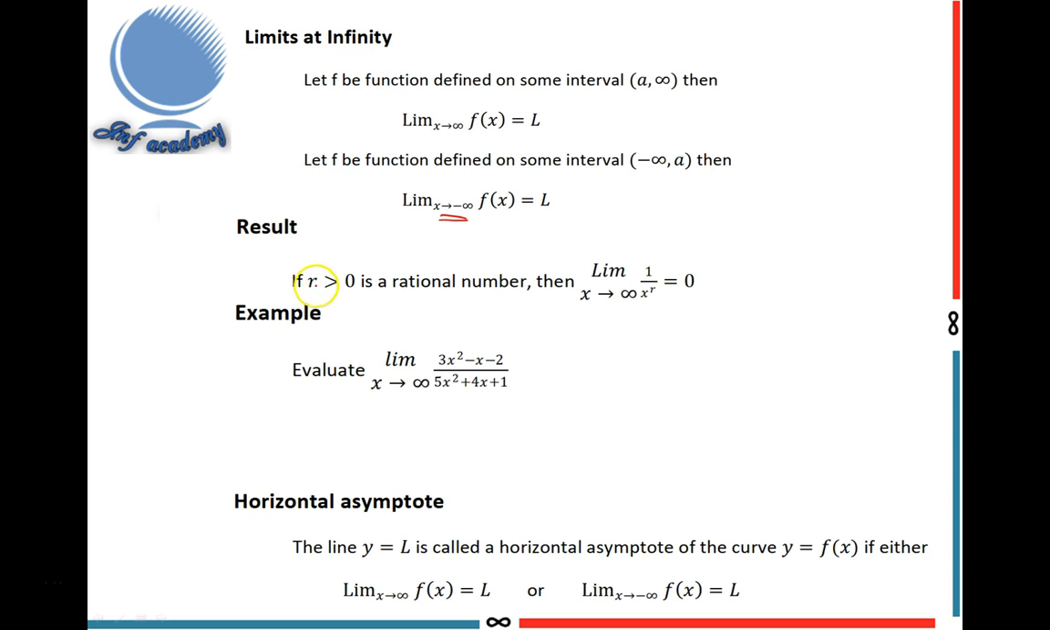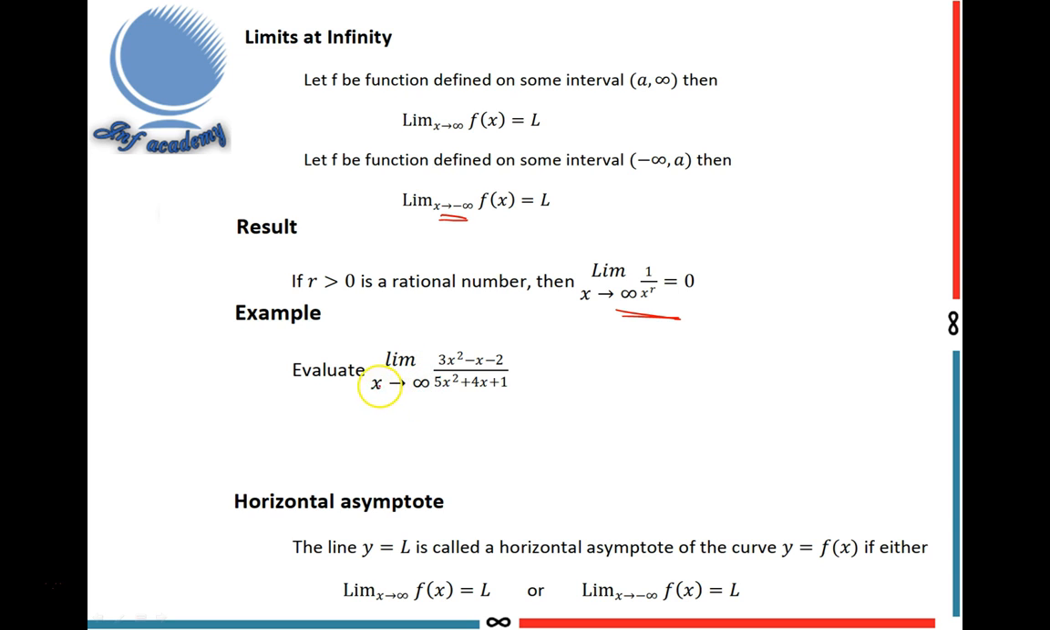Next, one result: if r greater than 0 is a rational number, then limit as x tends to infinity of 1 by x power r equals 0. This is one result. Next, I am going to explain one example of how to evaluate a limit at infinity.